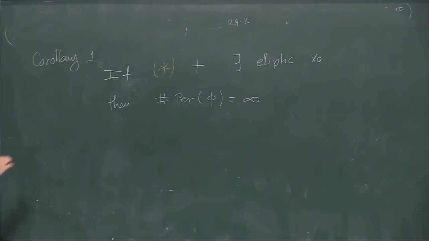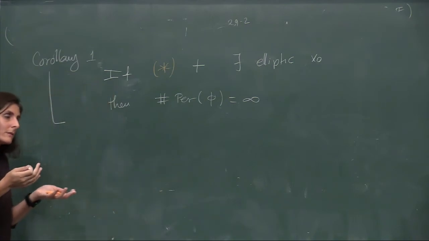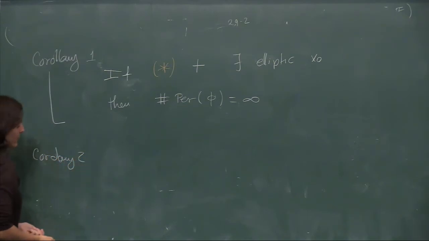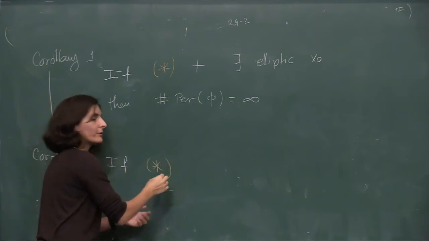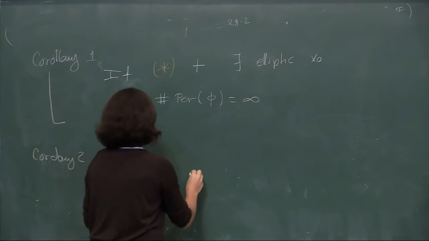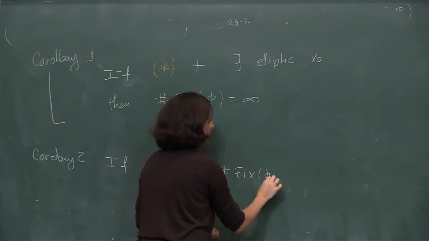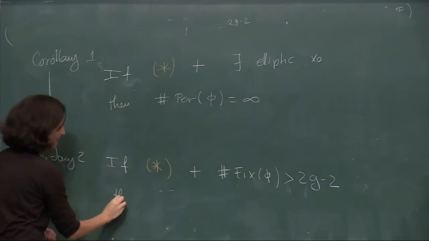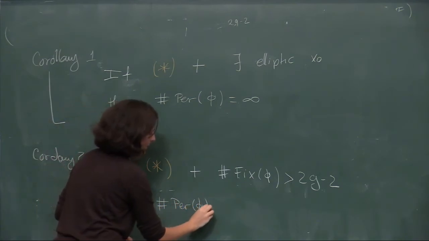Also, another result that looks pretty similar to Frank's result, you'll see why, is the following. Call it corollary 2. Again, if I have star, strongly non-degenerate and the irrationality condition on the flux, plus the number of fixed points of phi is strictly greater than 2g minus 2, then I also have that the number of periodic points of phi is infinite.